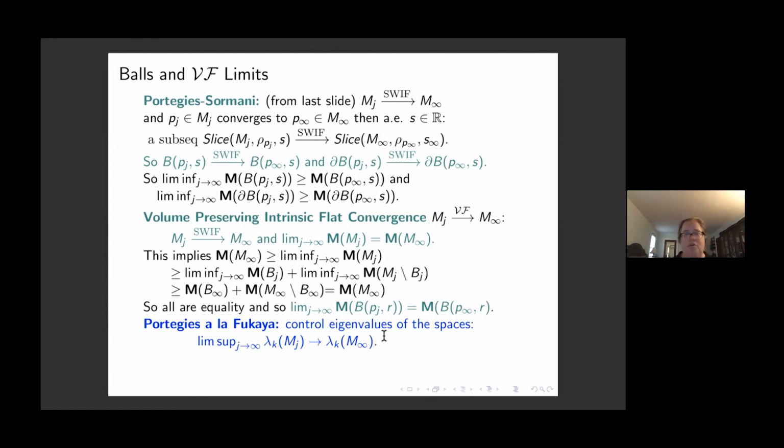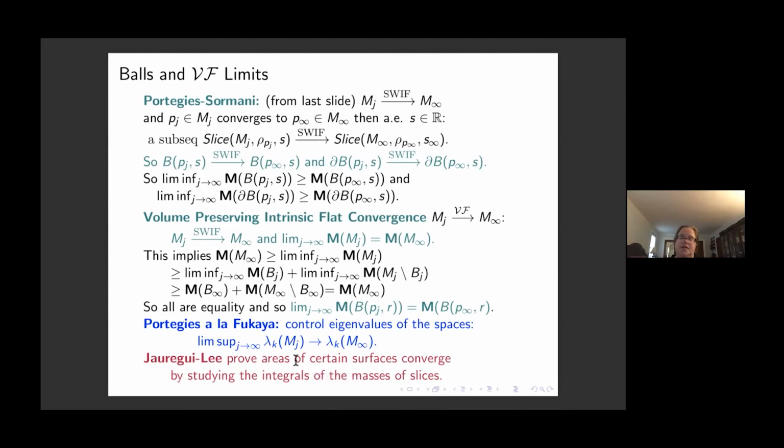So now we know that if you have VF convergence, the eigenvalues of the spaces converge in the lim sup setting, lim sup convergence, or semi-continuity of eigenvalues, each term by each term. And he imitates work of Fukaya, where he does this in other settings.